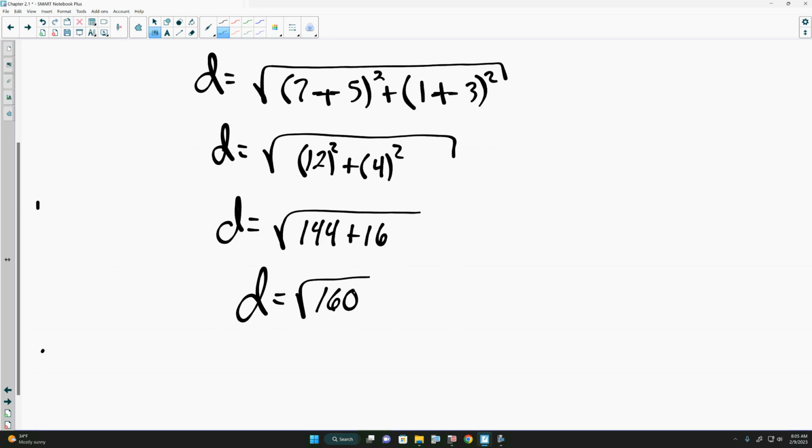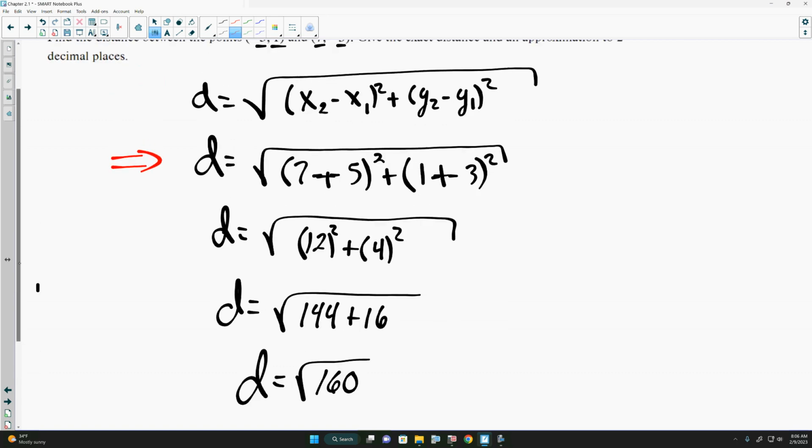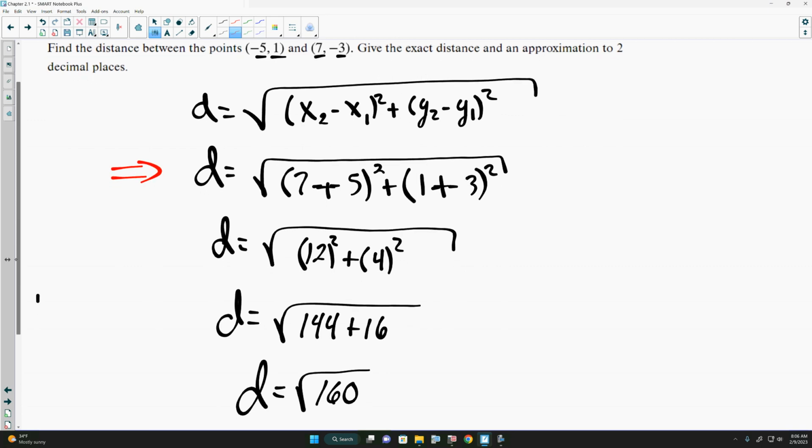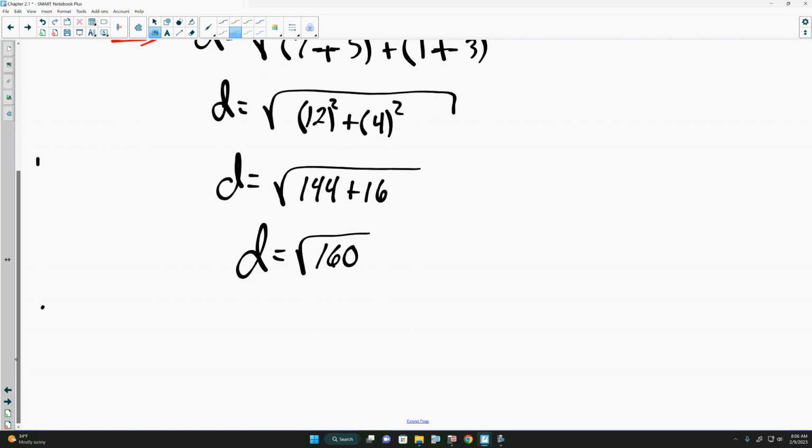Questions on this here? Now, realistically, since we do have a calculator, we could have just plugged in this equation here and just let the calculator do it for us, even with the negative negatives. Now, it wants us to give the exact distance and an approximation to 2 decimal places. So the exact distance is the square root of 160.